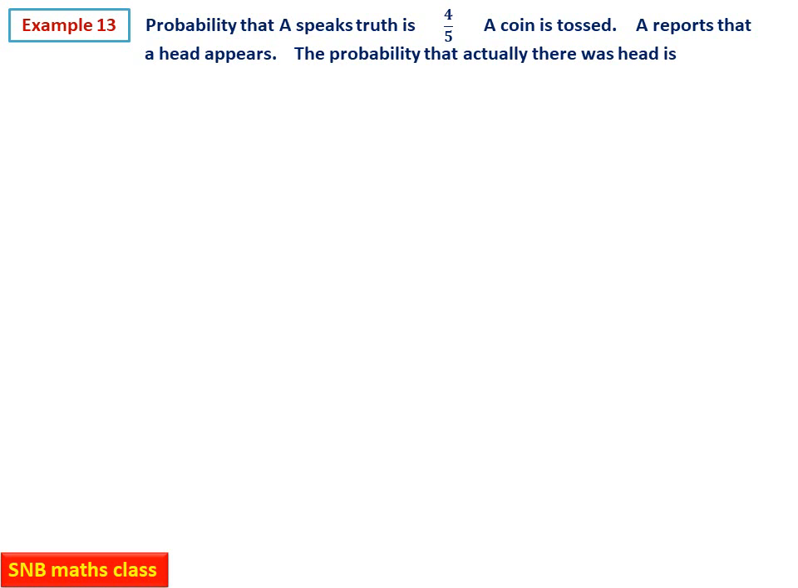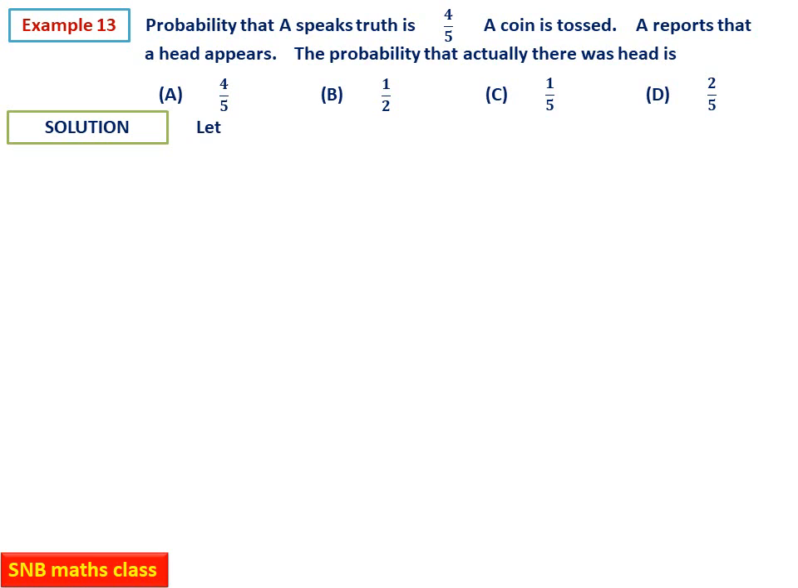Next, example 13. Probability that A speaks truth is 4 by 5. A coin is tossed. A reports that a head appears. The probability that actually there was a head is: A, 4 by 5; B, 1 by 2; C, 1 by 5; D, 2 by 5. Of course, this is a multiple choice question. Exactly similar type 1 question we have already discussed.